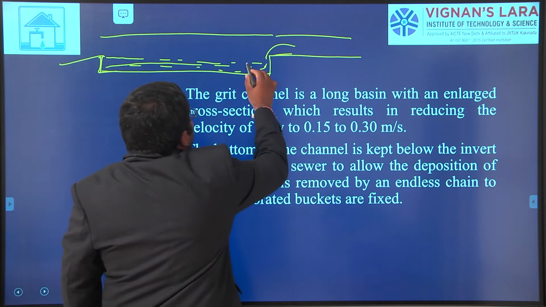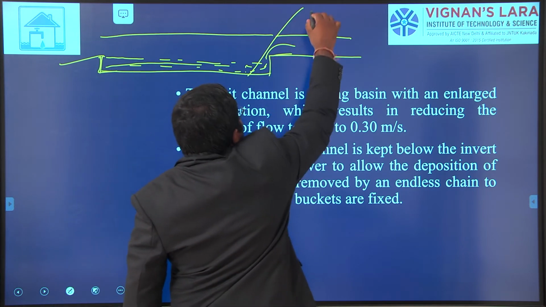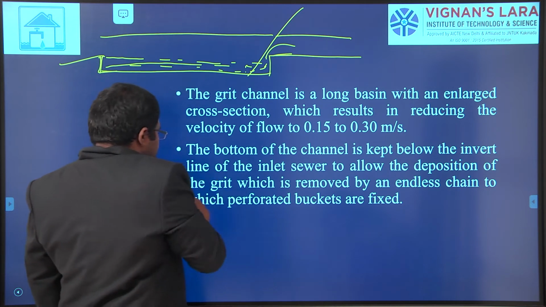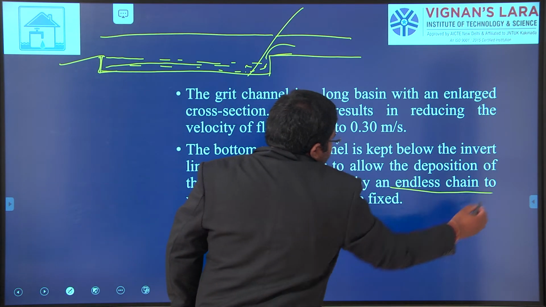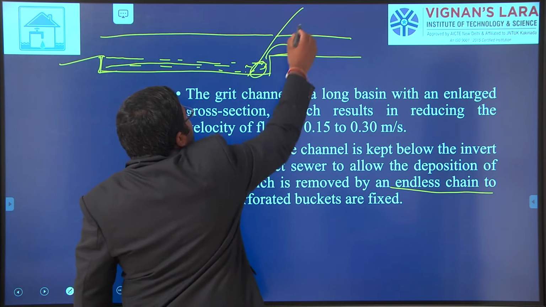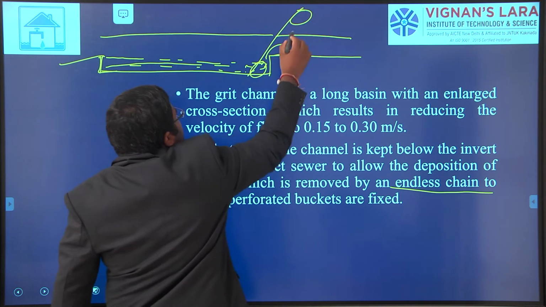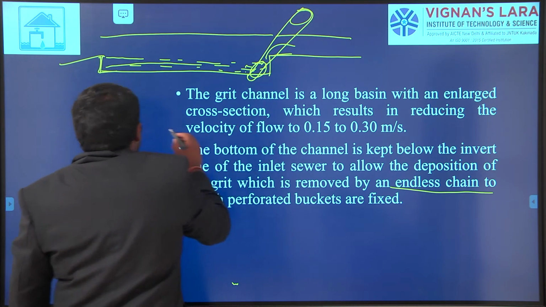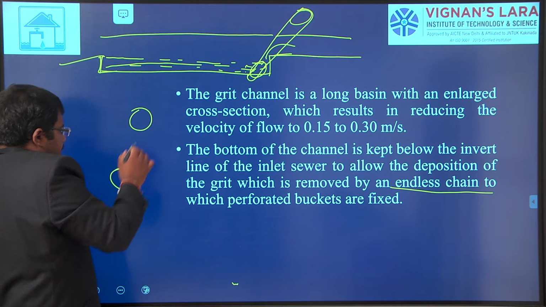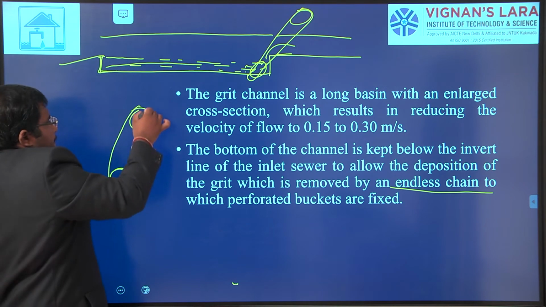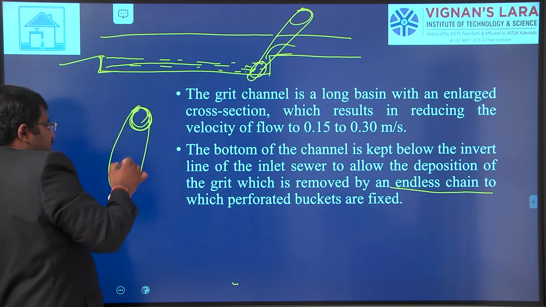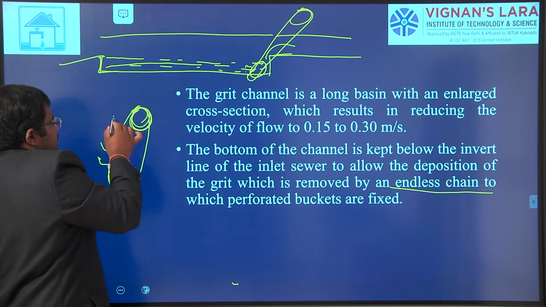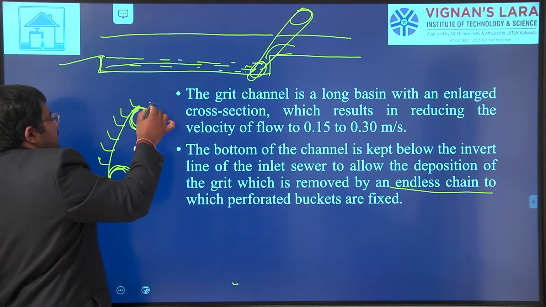These settled particles will be removed by a chain. We have to use some chain. We have this kind of arrangement. Here we have buckets, if you look at it in an enlarged way. With the help of a motor it will rotate, here also it will rotate. So at the end of this chain, the arrangement will be like this.